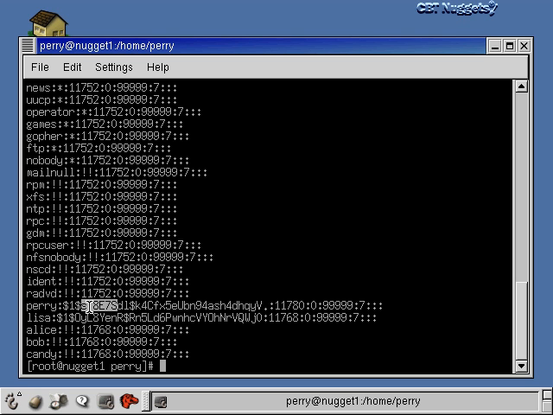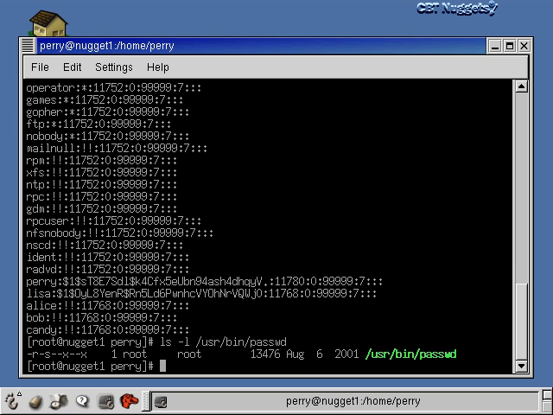Nobody on the system has any read privileges to this file at all, but yet somehow Perry changed this file by running the password command. How did he do that? Well, the secret lies in the permissions of the actual password utility, or the password command. The password command is located in the user bin directory. So let's look at the permissions on this file.